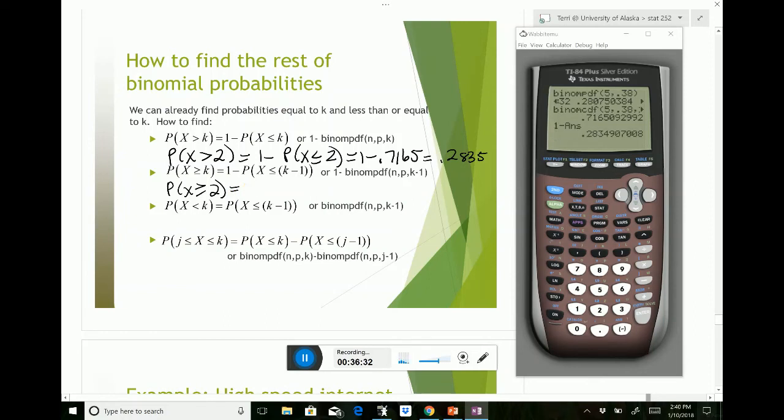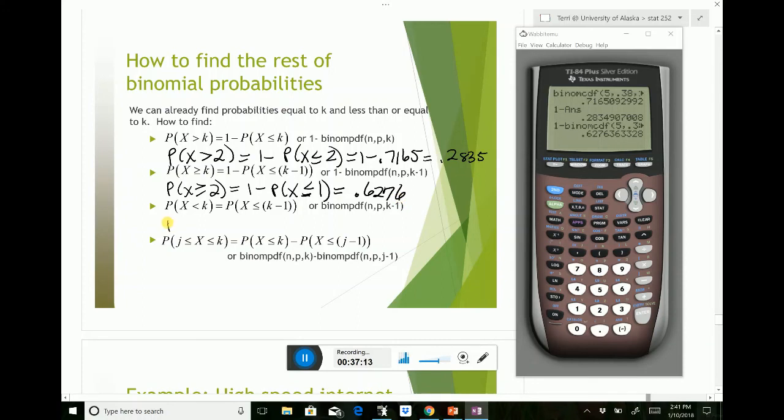If I wanted greater than or equal to, say 2, then I have to do this a little bit differently. I have to go 1 minus the probability that x is less than or equal to 1, because I don't want to subtract off the 2, and if it's greater than or equal to 2, I would be subtracting that off. So I can go 1 minus, then go to my binomial CDF. My number of trials is still 5, but now I want to change my x value to 1. And I've already done the 1 minus, so this whole thing is equal to 0.6276.